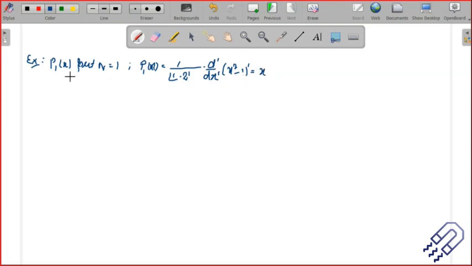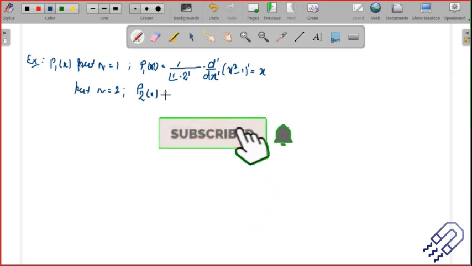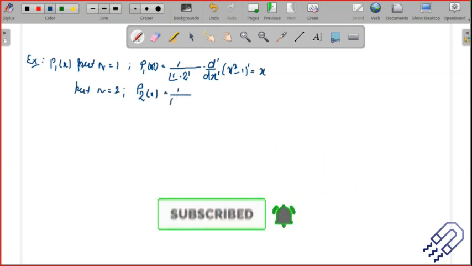In a similar way we can actually find out P2(x) also, and so on. So these results can be found out. These are applicable when we actually need to know a function for a particular value of n, let's say.